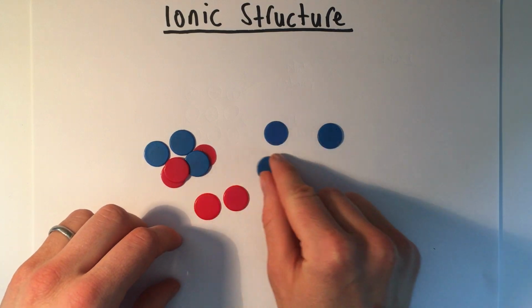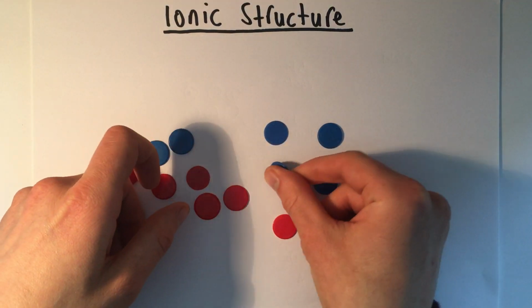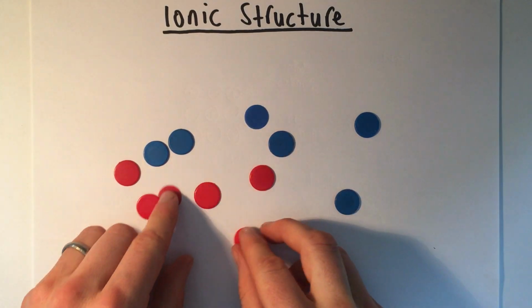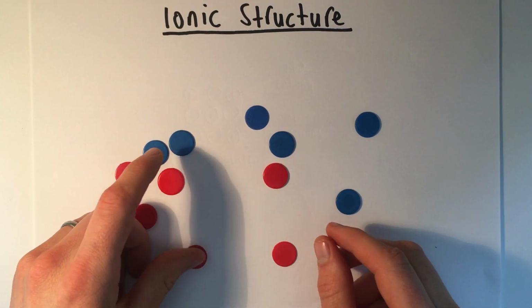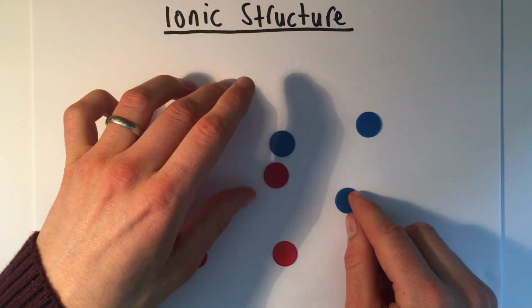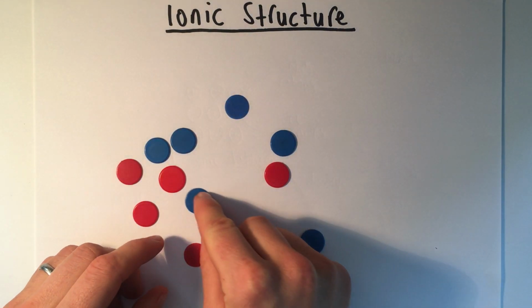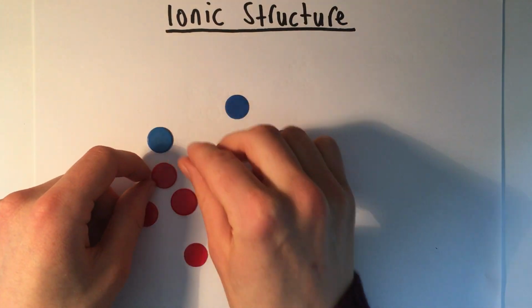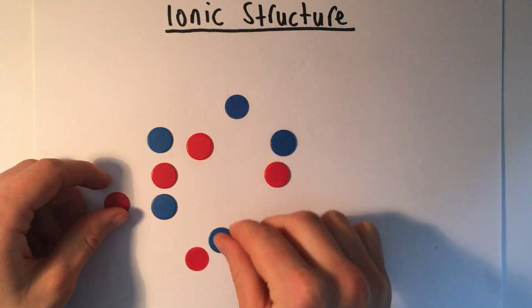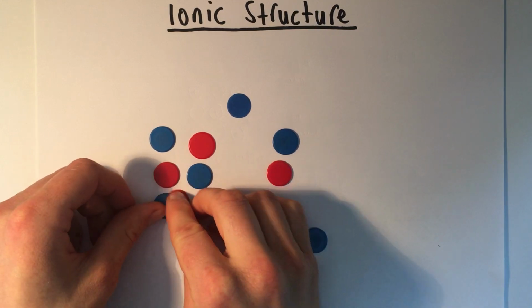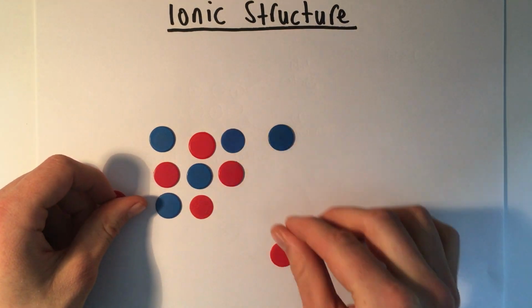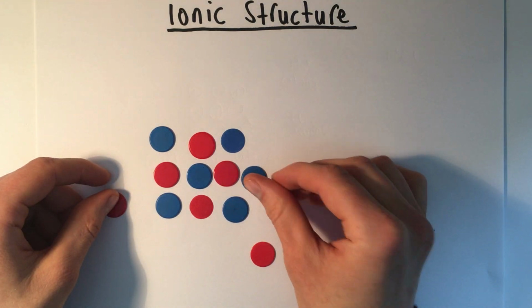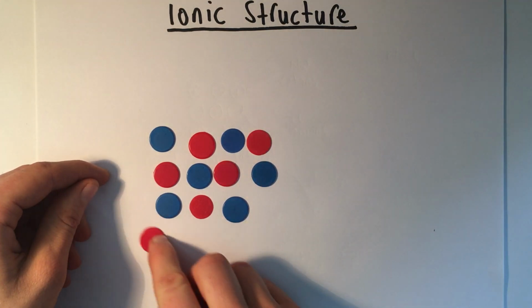The positives will all repel each other, so they'd want to be far away from each other. And the negatives would all repel each other as well and want to be far away from each other. But positive and negative opposites attract, so positives want to be close to negatives. So the pattern that they'll end up making is one where they alternate, and by alternating we get the maximum attraction between the ions.